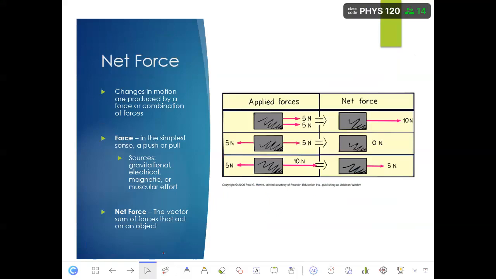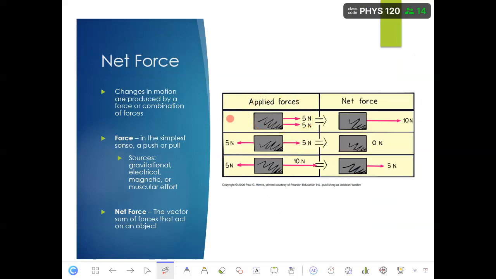We have a box here. Good? And you are pulling this box with forces. How many forces are exerted on a box? Two forces. Yes, 5 Newton and another 5 Newton. What is going to be the net force? 10. 5 plus 5 is going to be 10.